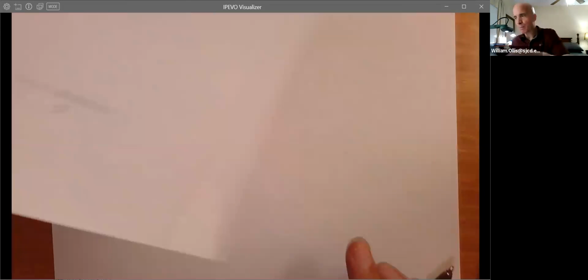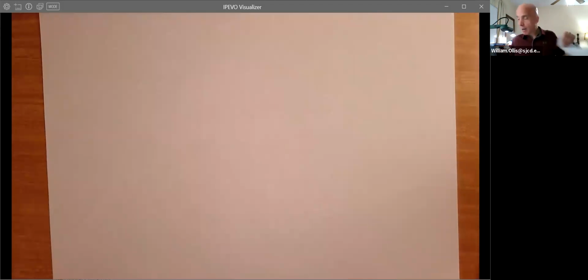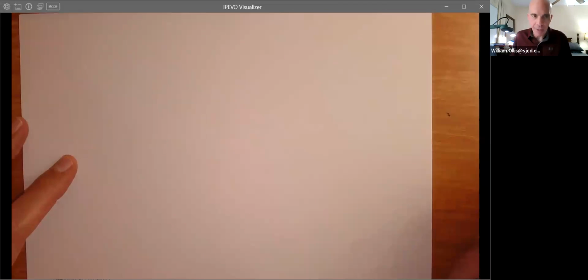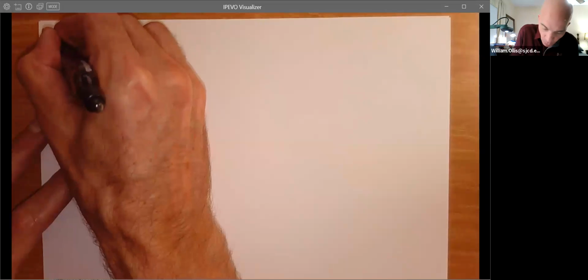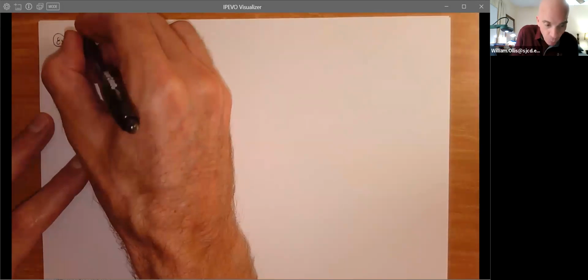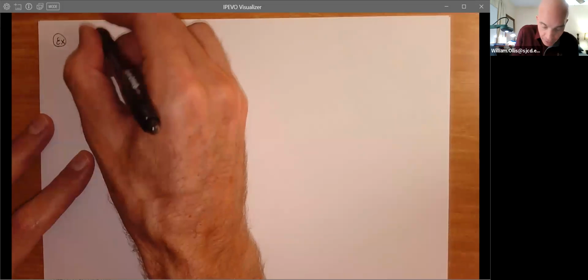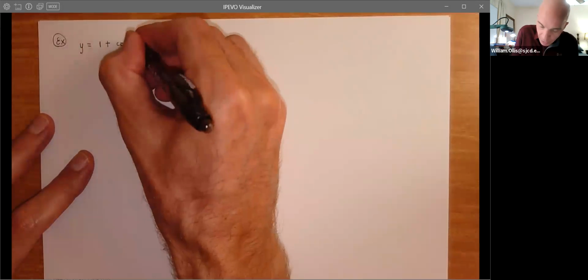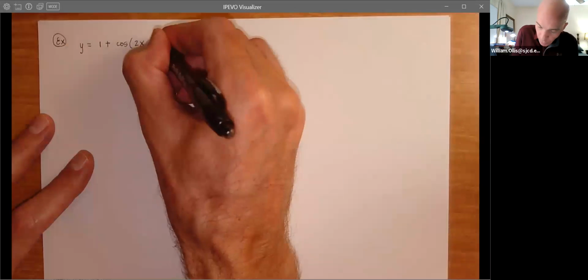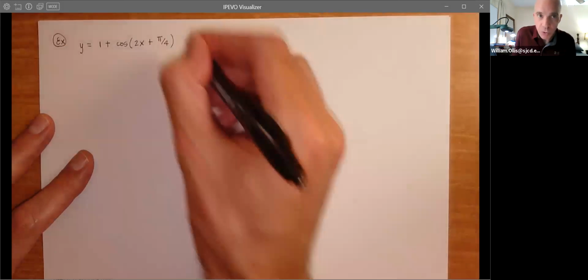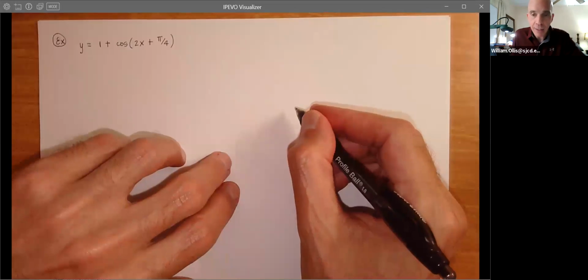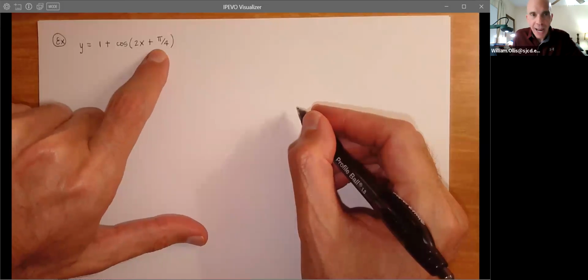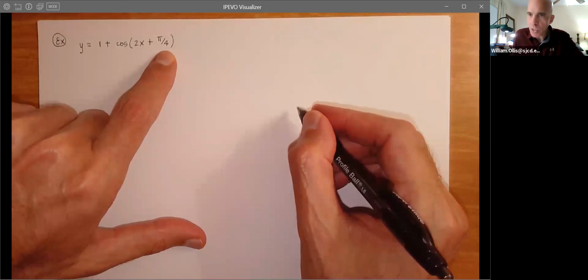Now, let's look at an example where we actually have a shift horizontally. So let's look at this one. Again, you can make these up. Now that you see how they work, you can make up your own problems with your own numbers. So we have y equals 1 plus cosine of 2x plus pi over 4. Now, of course, depending on what numbers you choose, the arithmetic can be good or bad, but the beauty of this is that no matter how horrible the numbers are, the approach is always the same.